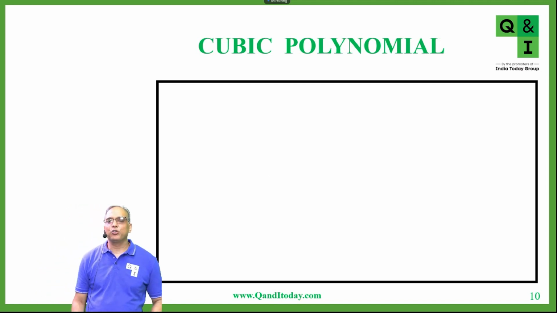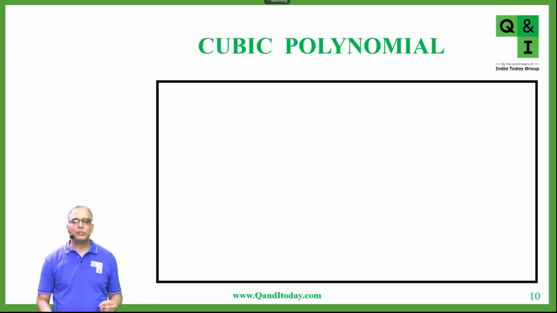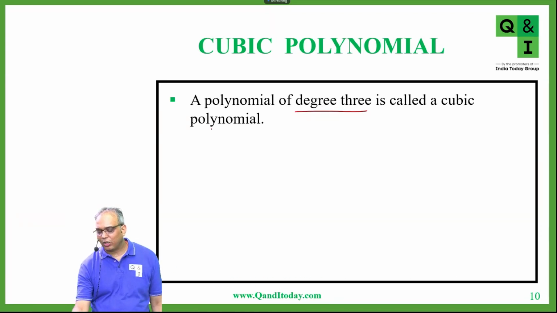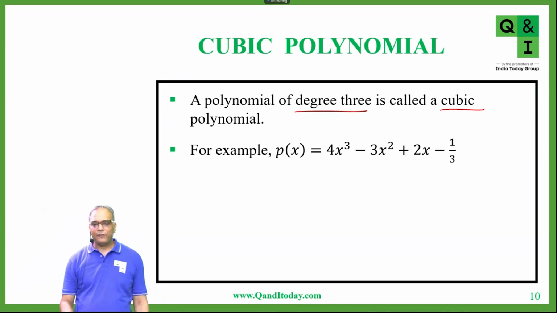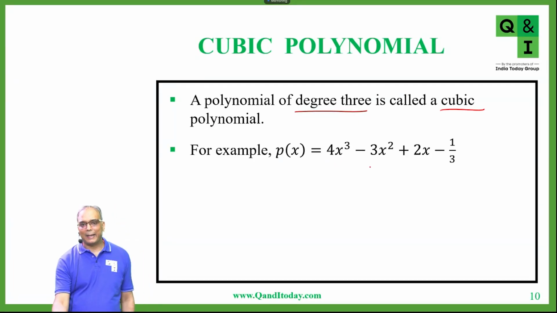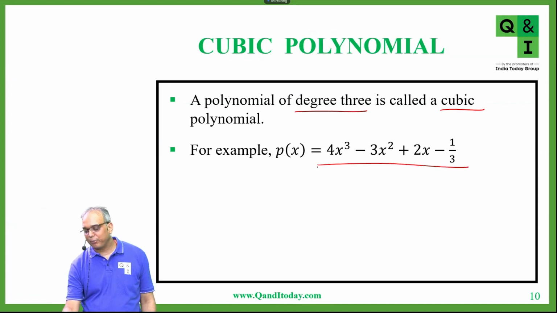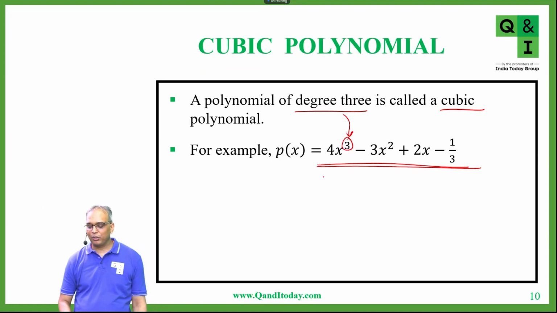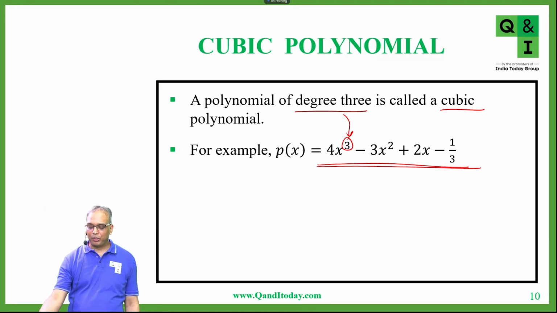Now a cubic polynomial. The name itself suggests that if the degree of the polynomial is 3, then such a polynomial is called a cubic polynomial. So a polynomial of degree 3 is called a cubic polynomial. An example of a cubic polynomial is 4x cube minus 3x square plus 2x minus 1 by 3. So this is your cubic polynomial. Here the degree of this polynomial is 3. That's why this is a cubic polynomial.